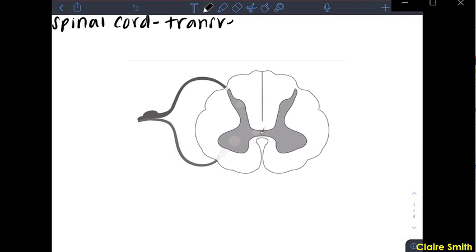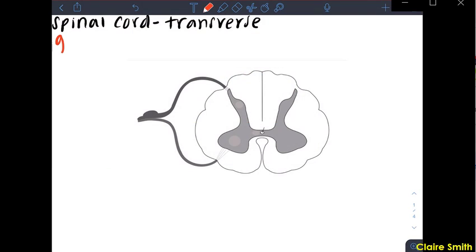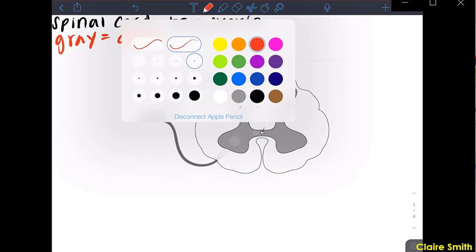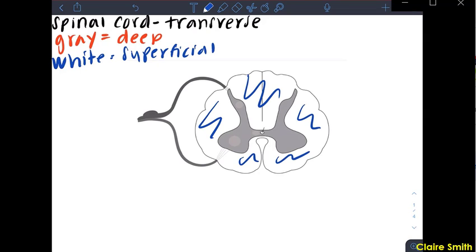This is an image of a cross section of a spinal cord. Like I said, a transverse section that would be parallel with the ground. So this is what it would kind of look like. And again, gray matter in the spinal cord is going to be deep. So all that gray stuff on the inside there would be our gray matter. And then in the spinal cord, white matter is going to be more superficial. So all the stuff on the outside is considered white matter. And remember, this is going to be reversed from the brain, flip-flopped.